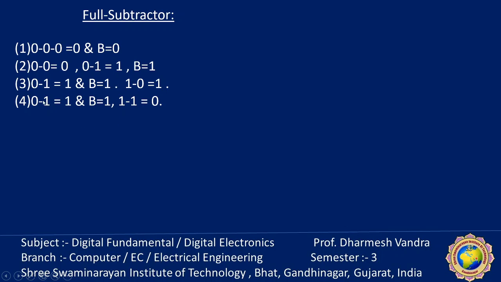0 1 1. 0 minus 1, the difference is 1, borrow is 1. यहाँ डिफरेंस 1 आया, वही 1 डिफरेंस में 1 फिर से 1 माइनस करूंगा तो डिफरेंस विल बिकम रिड्यूस टू 0 एंड फाइनल रिजल्ट इज 0 डिफरेंस और 1 बोरो.